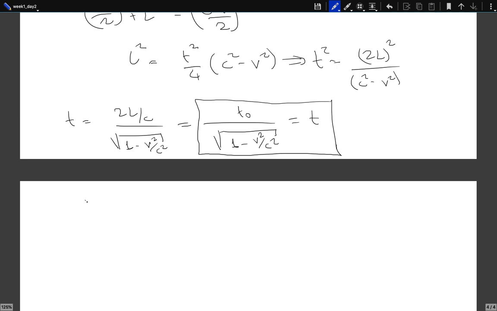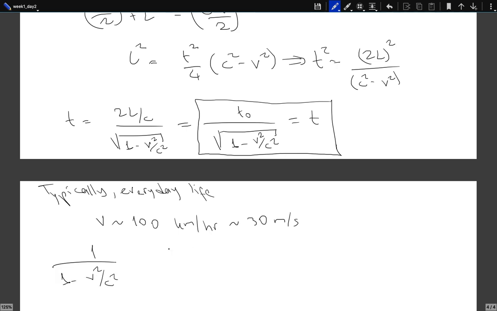You see, typically, what is the speed of a bus? Well, let's say depending on the driver, something around 100 kilometers per hour, which is around 30 meters per second. I don't have to be precise to reach the conclusion that I want to reach. Well, let's look at that factor, 1 over the square root of 1 minus v squared over c squared. So let me calculate v over c here. v over c is 30 meters per second divided by 3 times 10 to the power 8 meters per second, which is 10 to the power minus 7.